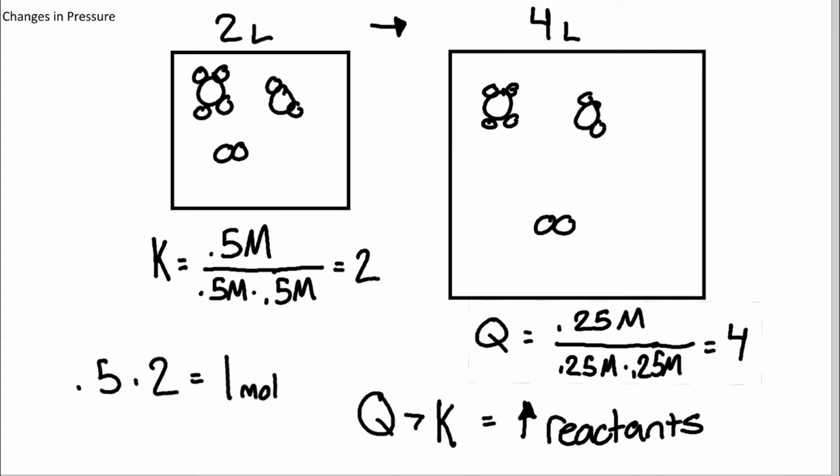So therefore, Q is greater than K. And we know by that relationship that we need to produce more reactants in order to balance that equation out and bring it back to equilibrium. So whenever you increase the volume, typically in an equilibrium reaction, by Le Chatelier's principle, you're going to produce more reactants in order to balance out the equilibrium.